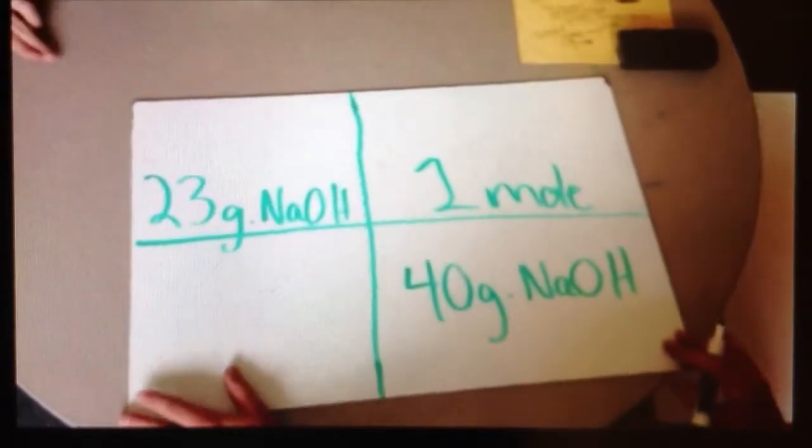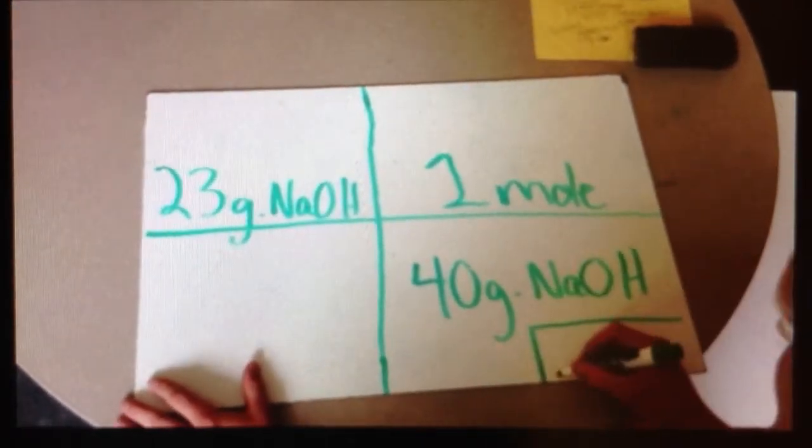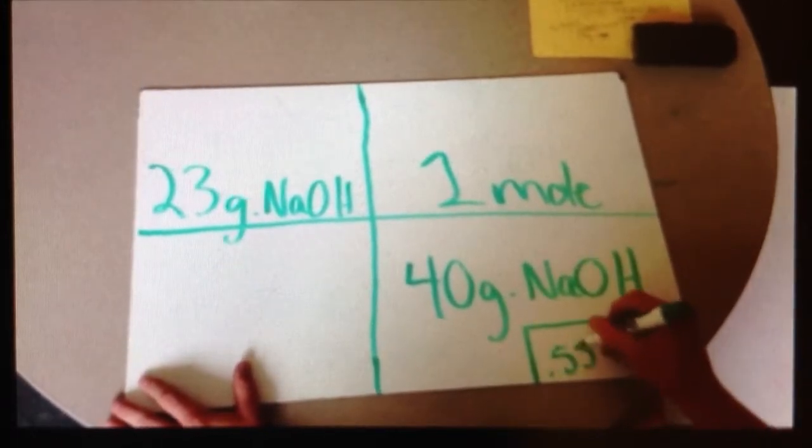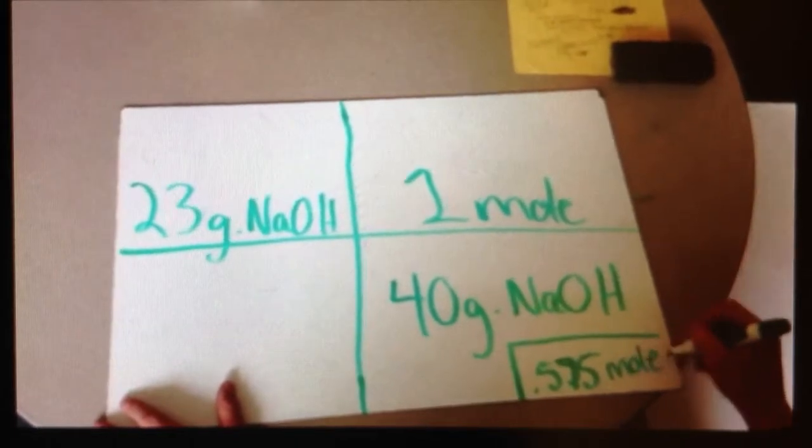And the next thing you do is calculate it. You do 23 divided by 40, which ends up being 0.575 moles of NaOH.